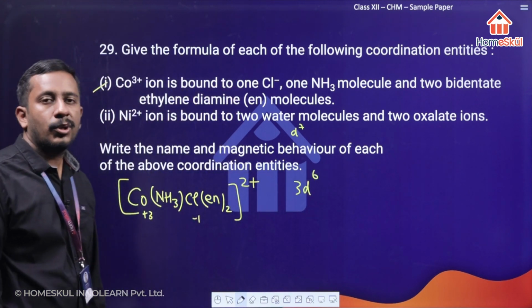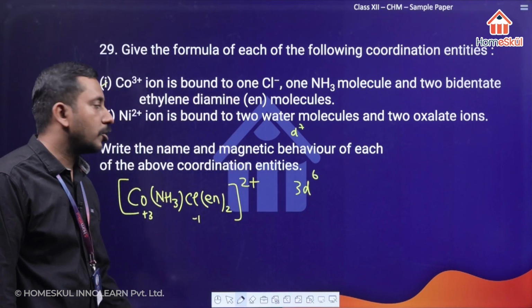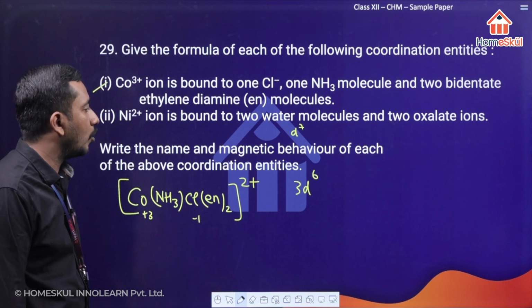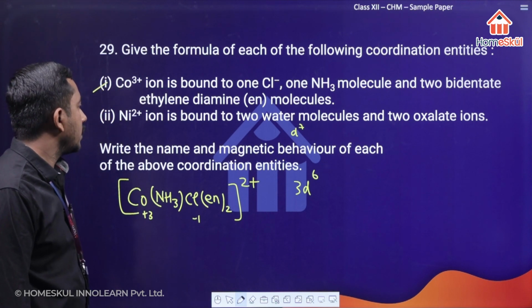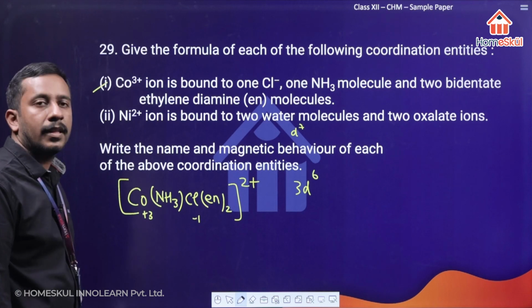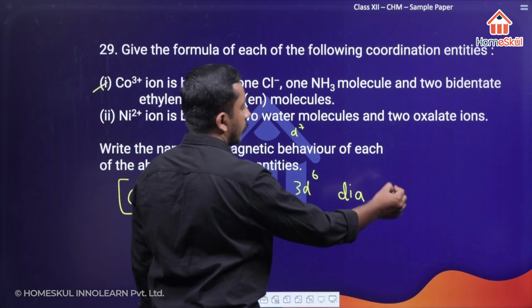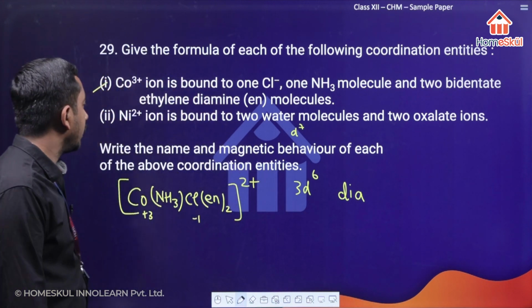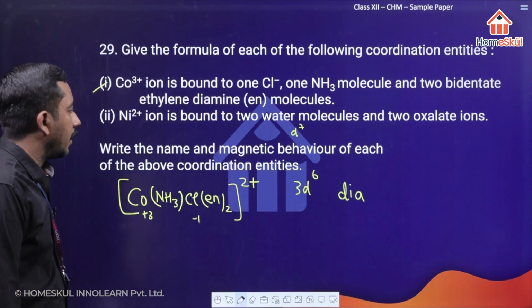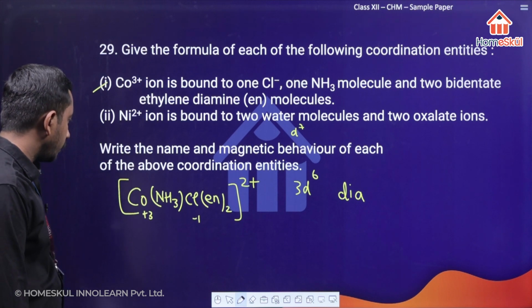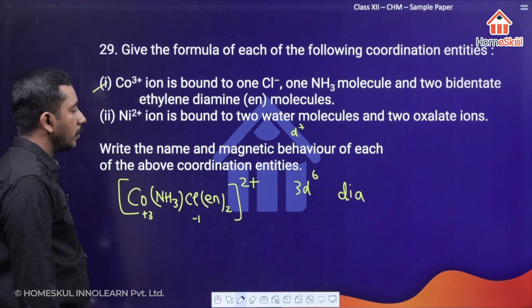As the ligands here are going to act as strong ligands, the electrons will be paired. So there will be no unpaired electrons. So since there are no unpaired electrons, the compound is going to be diamagnetic in nature. And we have to write the name of this compound. So how do you write the name of this compound?